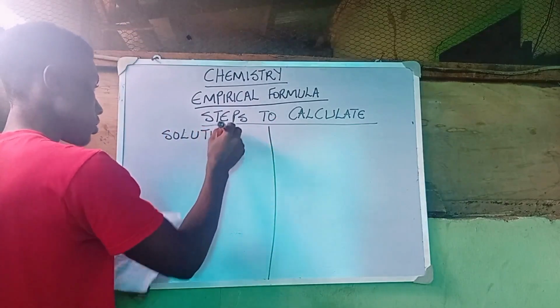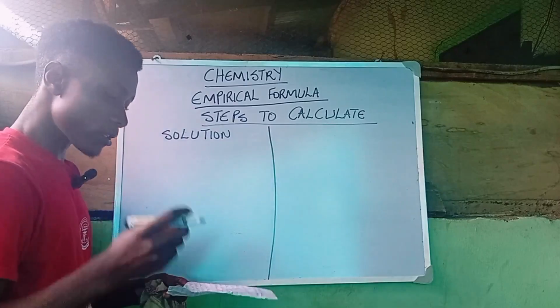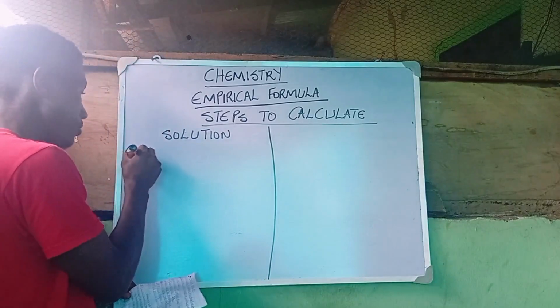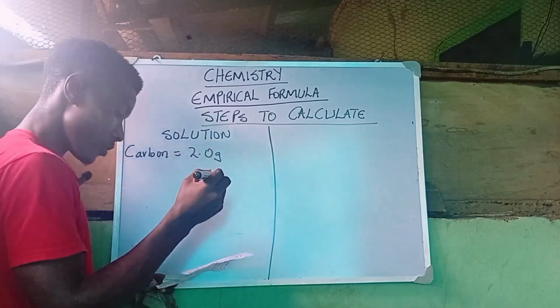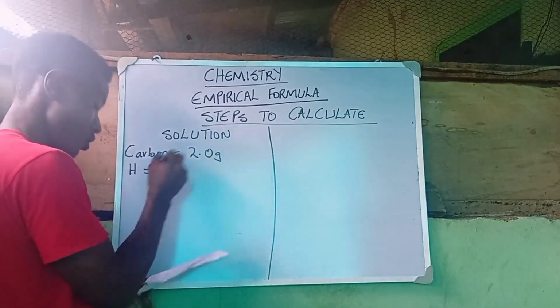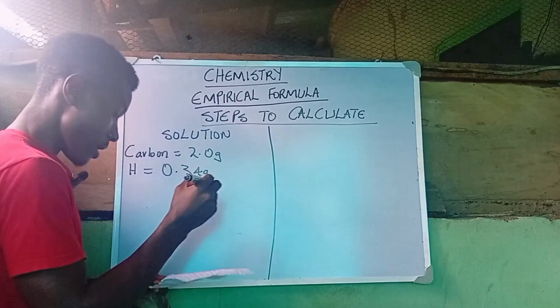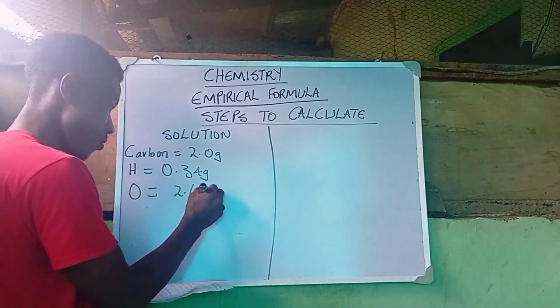So we say solution. The first thing you simply have to do is to write down each of the reacting masses. So we say carbon. Our carbon equals 2.0 gram. Our hydrogen to be 0.34 gram. Our oxygen equals 2.67 gram.